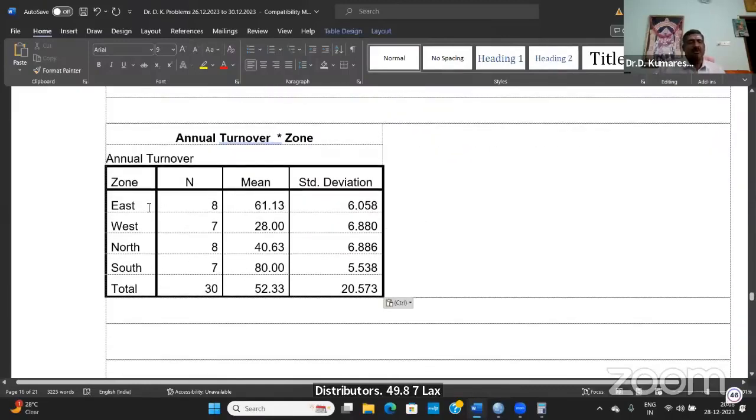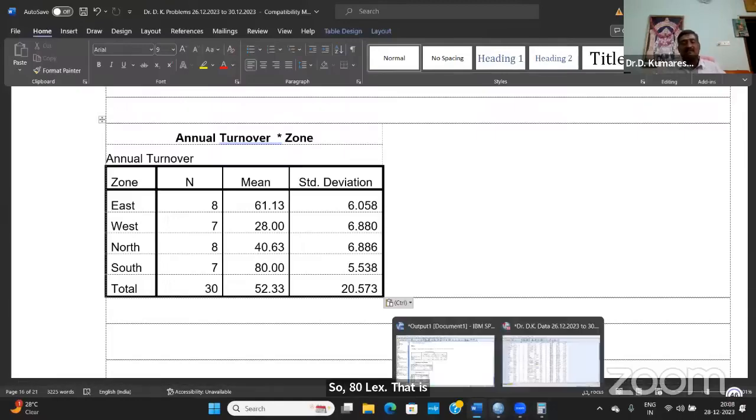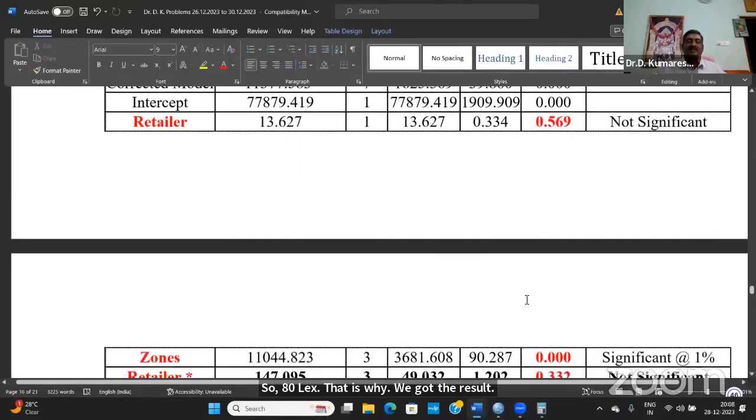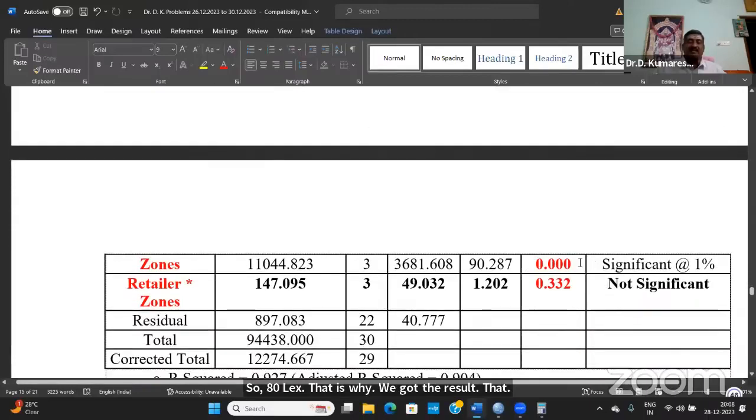Whereas when you come to zones, East zone, 61.3 lakhs. West zone, very, very low. There is a vast difference between East and West: 28 lakhs. North, 40 lakhs. South, 80 lakhs. That is why we got the result that there is a significant variation in the turnover according to zones.